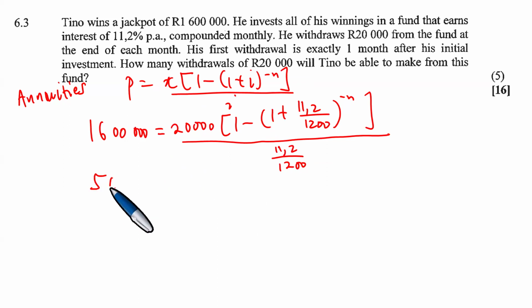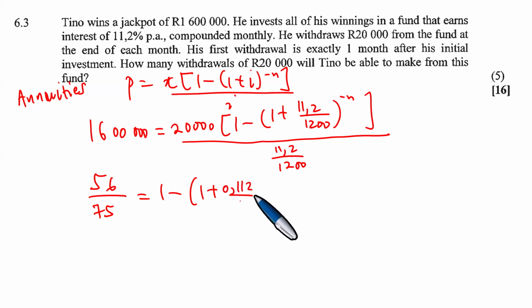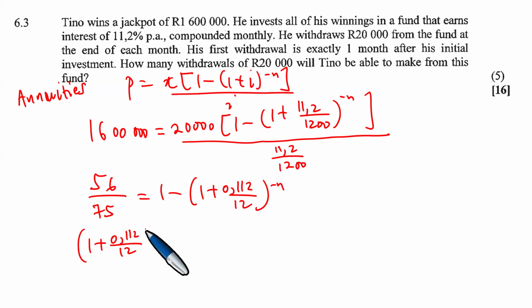it becomes exactly 56 divided by 75, which is 1 minus, okay, 1 plus 0,112 divided by 12. So in the end, what we have is 1 plus 0,112 divided by 12 to the power minus n, and we have 1 minus this multiplied by negative, and this is going to be 19 out of 75. No matter what you do, it's going to be this. You can take this to the other side, and then 1 minus that. If you transpose, you get exactly that.